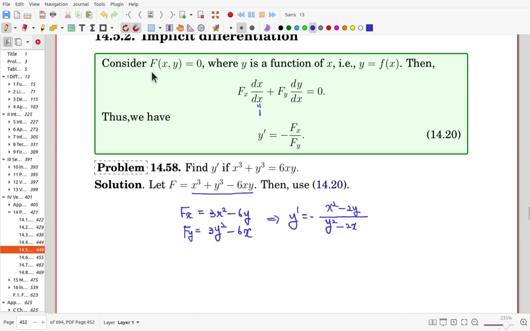In this case, the capital F is a function of x and y. x and y are independent variables for capital F. But y is a function of x. But when you consider capital F as a function of x and y, then you may have this implicit differentiation. Now, y is a function of x. We reach that y prime, and that is 1. So we can get this formula. Okay.